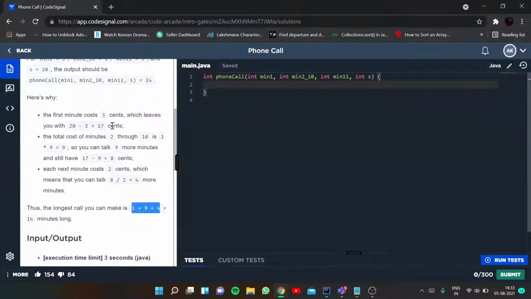Like, the first minute costs 3 cents. So we have 20, and 20 minus 3 is 17. So we have 17 left. So for the first minute we were able to call.